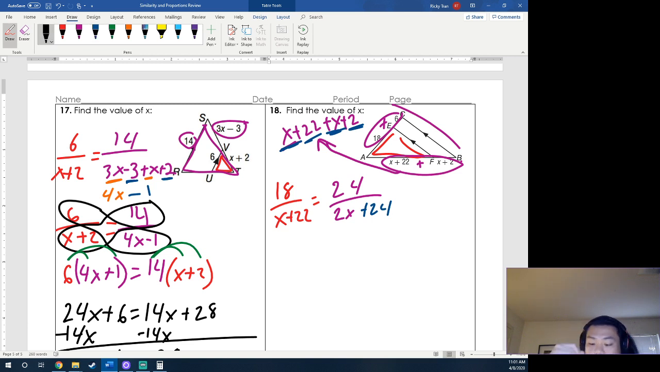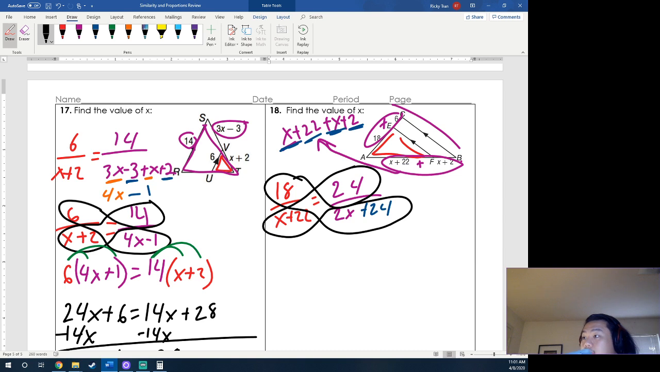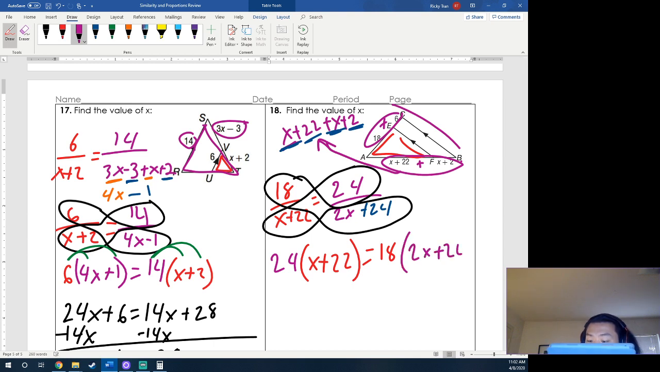Okay, and now we cross multiply. So we have 24 times x plus 22, which is equal to 18 times 2x plus 24. And now we will distribute.